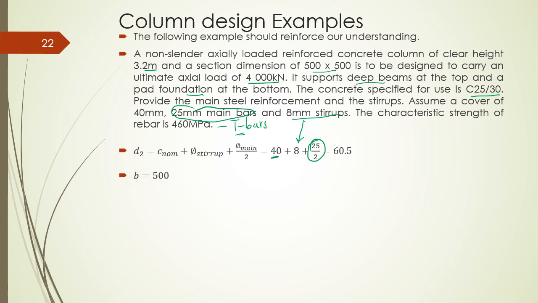Calculate B, or rather read it off from the equation, which is 500, and H is also 500. We'll then read off the axial load, which has already been factored, so 4,000 kilonewtons. There is no moment given, so we'll assume that as 0 to begin with, and the characteristic strength of rebar is 460.